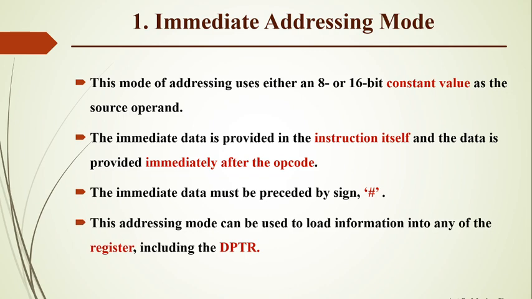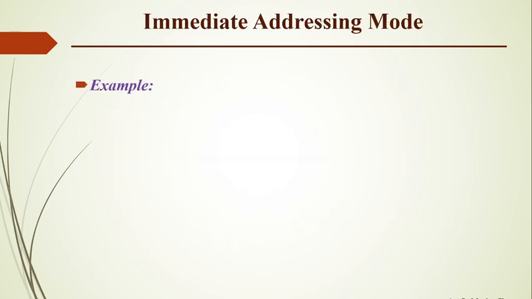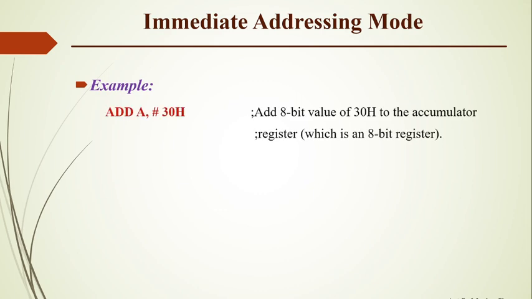This addressing mode can be used to load information into any of the registers, including the 16-bit register, that is DPTR. Let's see examples so it will be more clear. Here is the first instruction, ADD A, #30H. Here the hash sign indicates that this 30H is nothing but the value.